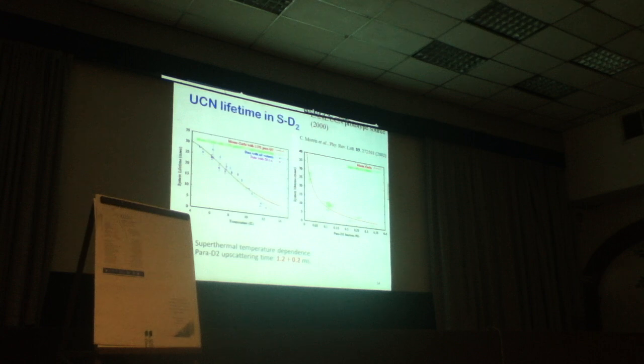We can vary different parameters inside the source. For example, change the bad parallel D2 concentration and extract the lifetime, which is consistent with what we calculated. So you can see that as we pull the temperature of the solid down, the system lifetime increases, and the ultra-cold neutron yield increases as well. So this is the so-called super-thermal yield, or super-thermal behavior, of such a source.